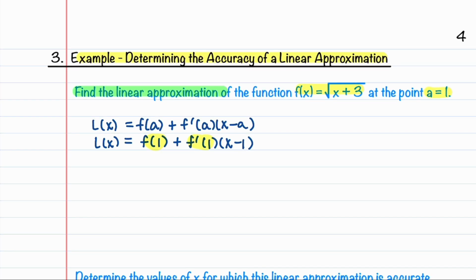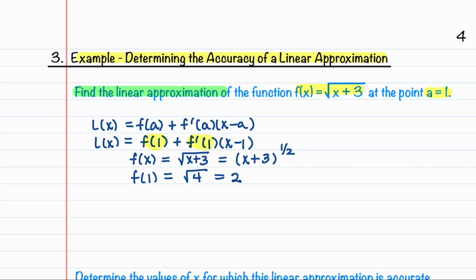I'm going to start by writing down f of x. F of x is the square root of x plus 3. And because we have to take the derivative, I'm going to write this also as x plus 3 to the 1/2. Now we can find f at 1. Just substituting in x as 1, we get the square root of 4, which is 2. Let's highlight that so we can find it later.